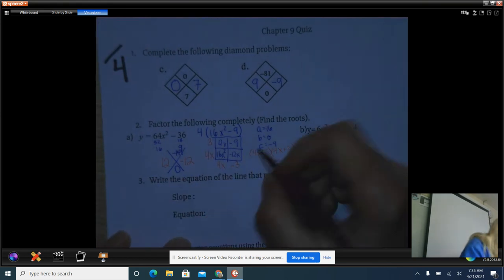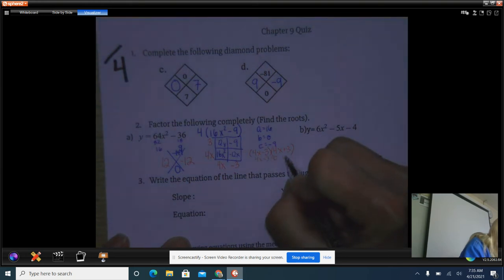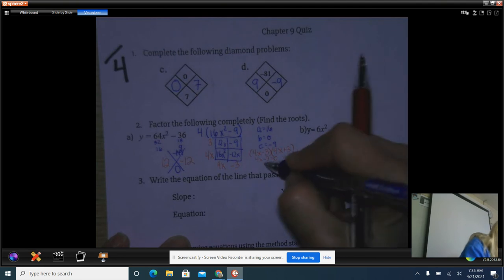Now we're going to simply set both of those equal to 0 and solve for our roots, which is our last step. So I'm going to add 3 to both sides.